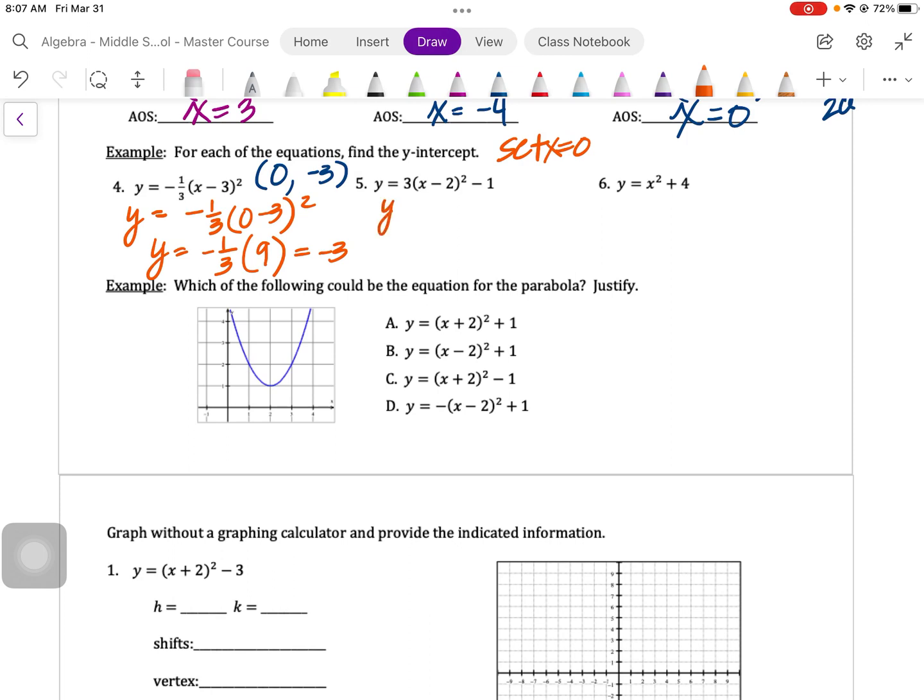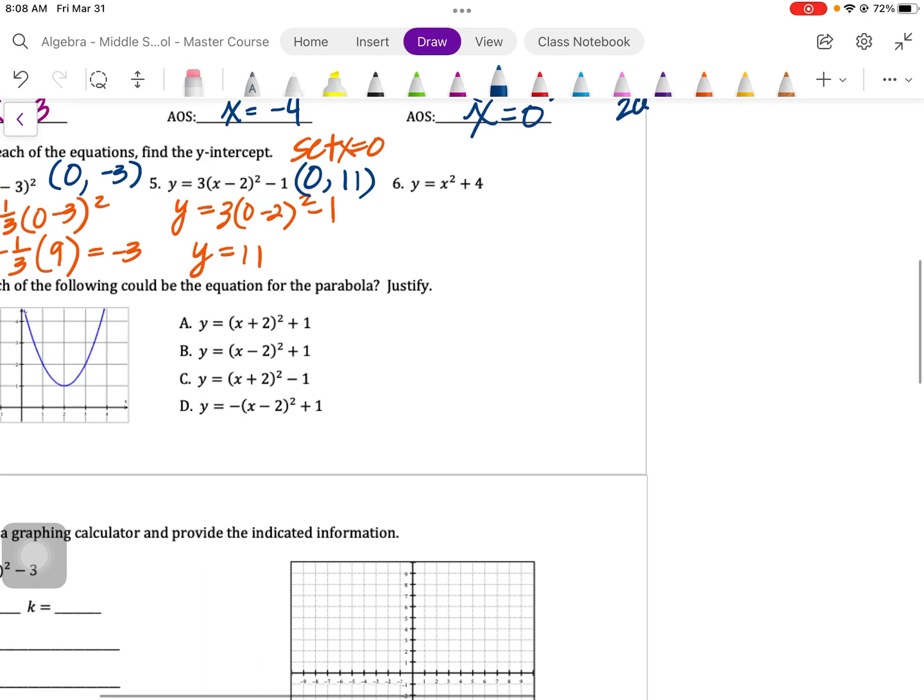For number 5, y is equal to 3 times 0 minus 2 squared minus 1. So inside my parentheses, 0 minus 2 is negative 2. Negative 2 squared is 4. 4 times 3 is 12, and 12 minus 1 is 11. So y is equal to 11, and so I would write my y-intercept as 0, 11.